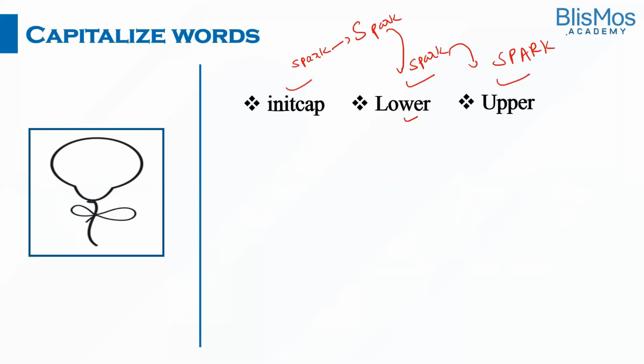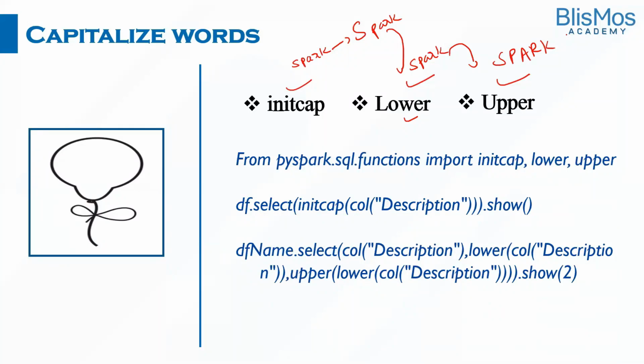How do we use them? First and foremost, if you have not imported all the functions by saying import star, you need to import them: initcap, lower and upper. As usual, whichever column you are trying to work with, you need to specify that. Mention the data frame name, use a select and mention the initcap. This is a column name of a data frame. Whatever words are there, all of them will have initial letters; the first letter would be capitalized by using this function.